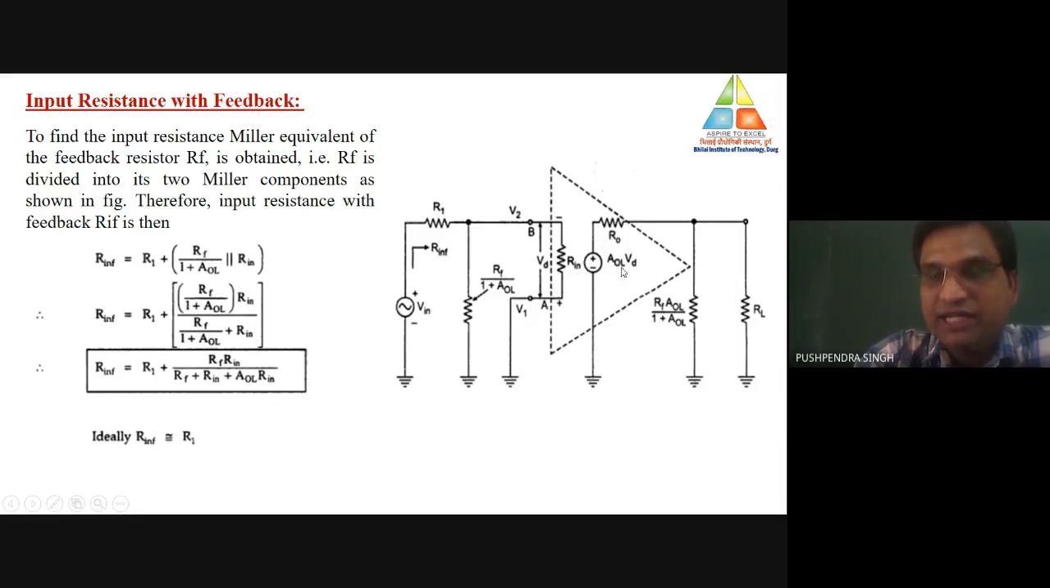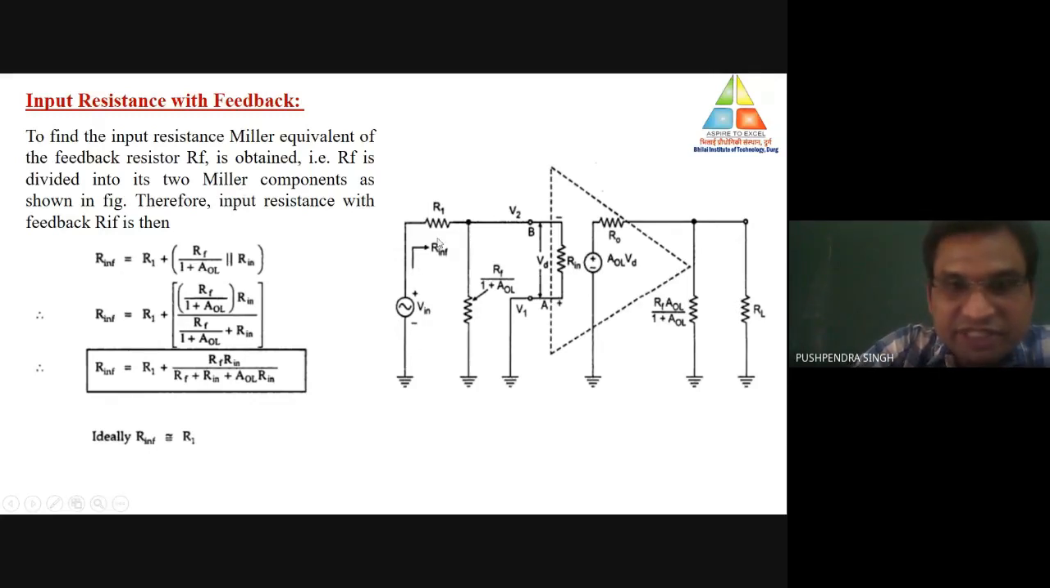Rin, R0 and AOL into VD. These are the internal components of the operational amplifier. So internally there is input resistance Rin, output resistance, minimum output resistance R0, and AOL into VD is the voltage source over here. So what is the value of input resistance?